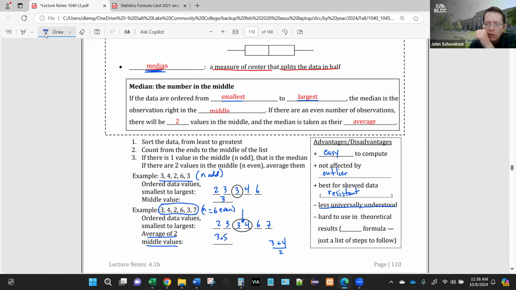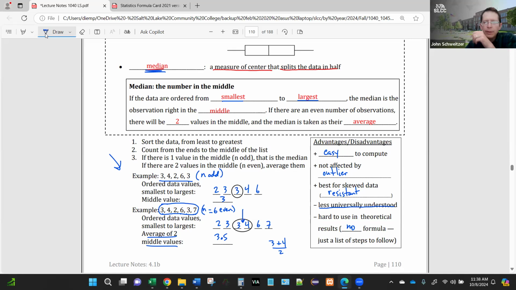The other thing is that it's hard to use in theoretical results. And the reason why is because there's no formula for it. Do you see any formula over here for the median? Not really. We see a series of steps. So you can program a computer to find the median. All a computer needs is steps, but there's not really a formula you can use. And formulas are so important for building up more and more complex ideas, right? So that's considered a disadvantage of the median, that there is no formula for it. Okay.